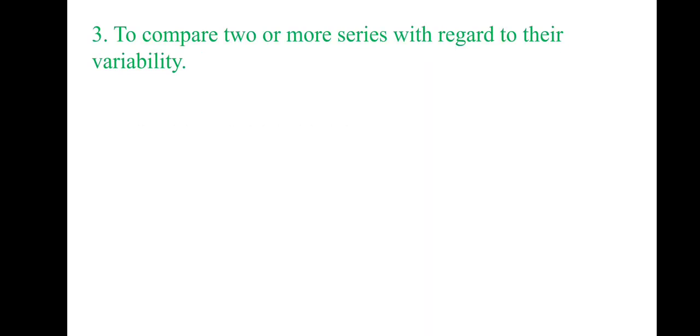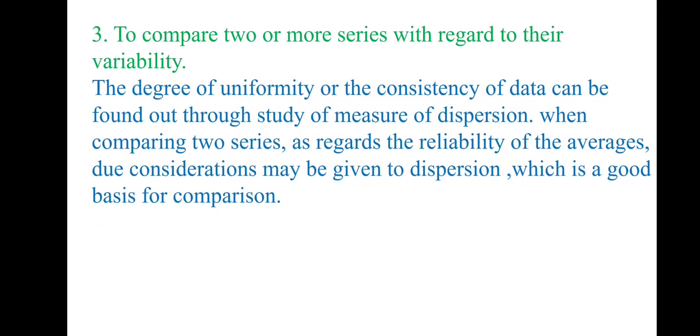Third, to compare two or more series with regard to their variability. When we have two different variabilities, we can consider the degree of uniformity or consistency of data, which can be found through the study of measures of variation and dispersion. When comparing two series as regards the reliability of the averages, due consideration may be given to dispersion, which is a good basis for comparison. Which one? Measures of dispersion, for two or more types of series.